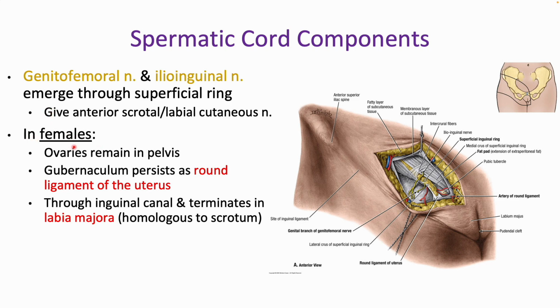In females, the ovaries are going to remain in the pelvis. And so we talked a lot about the testes and the process in males, but in females, the ovaries are going to remain in the pelvis. The gubernaculum is going to persist as the round ligament of the uterus. And through the inguinal canal, this round ligament is going to run through the inguinal canal and terminate in the labia majora, which is homologous to the scrotum of the male.